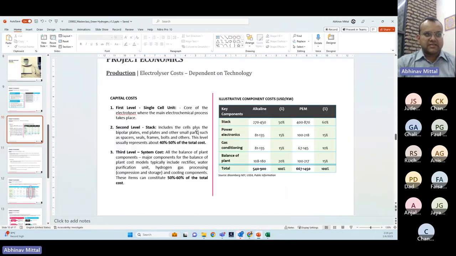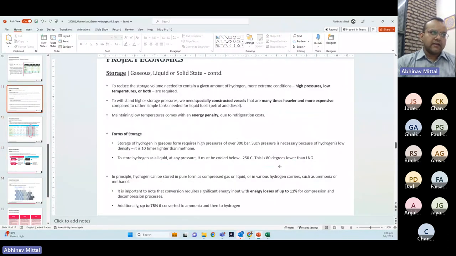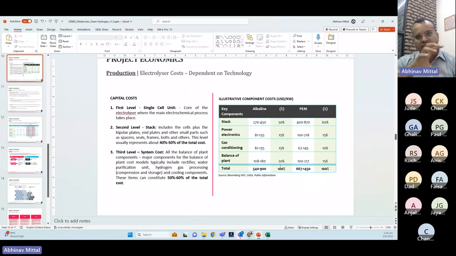So around 40 to 50% is on a stack cost that you can think. And similarly, the cost of storage, some benchmarks here for you. And again, the breakup of a levelized cost, how does it look like?